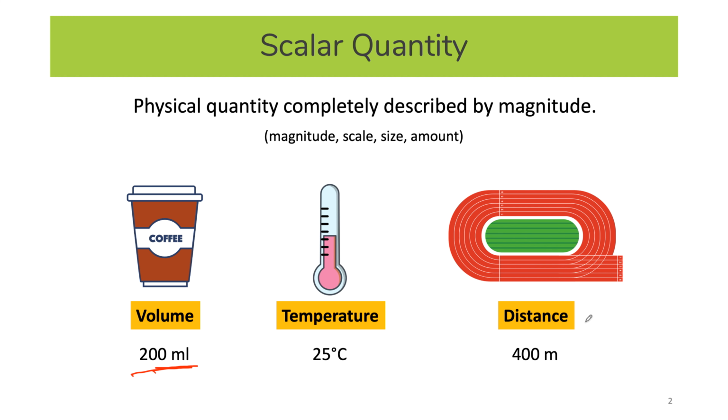The last example of a scalar quantity is distance. If I say the track number 1 has a distance of 400 meter, you understand that if you run in track 1, you have to go to a distance of 400 meter. So all of these scalar quantity can be described by a magnitude or a scale, a size, or an amount.